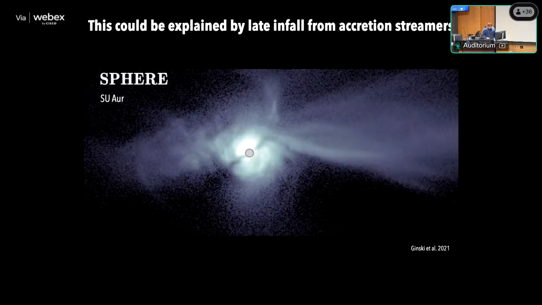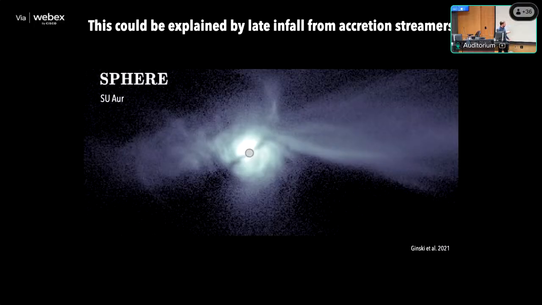And so what is causing this? One of the mechanisms that I tend to like is this idea of late infall. So young stars form from the collapse of a dense molecular cloud core. And that will produce a star and a presumably aligned disk. But that's usually not the end of the story. Infall continues to happen over millions of years.